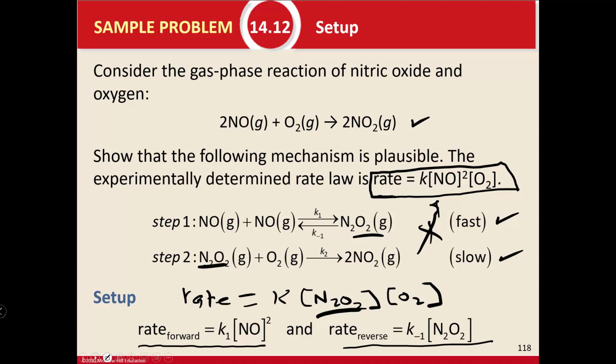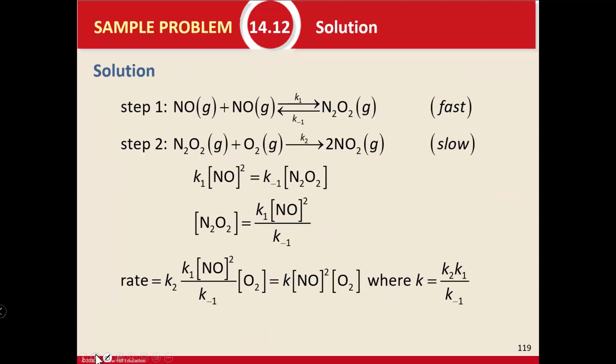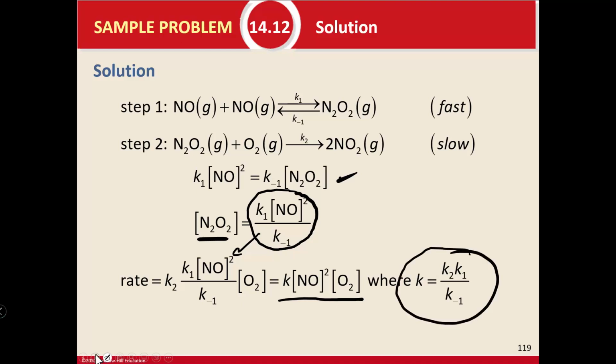So I want to solve for this intermediate. I want to set these two equal, since the rates are going to be the same. We're going to set those two things equal to each other and solve for the dinitrogen dioxide. That's what we did right here. We substitute all of that into our rate law. And we find out we do get the rate law that they said it should be. And just remember, you have to combine all of those rate constants into one constant.